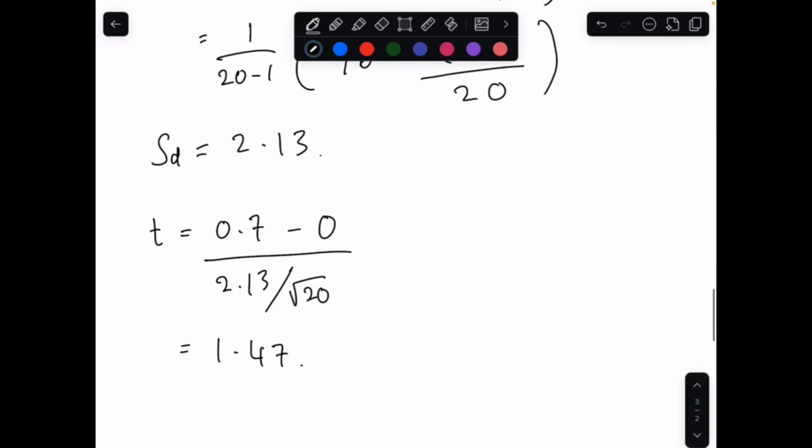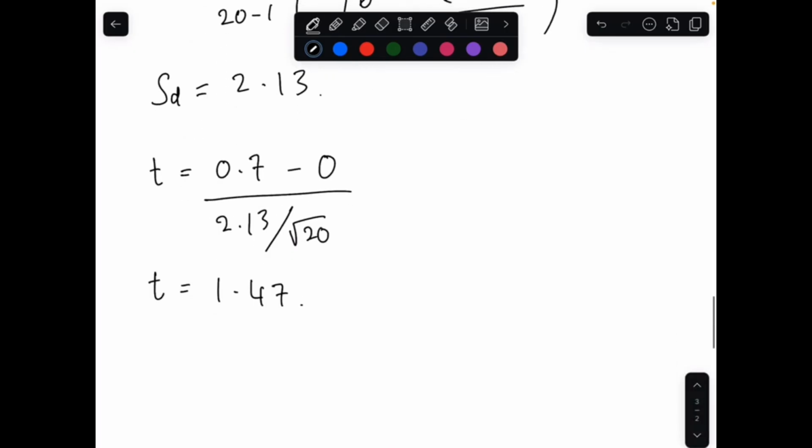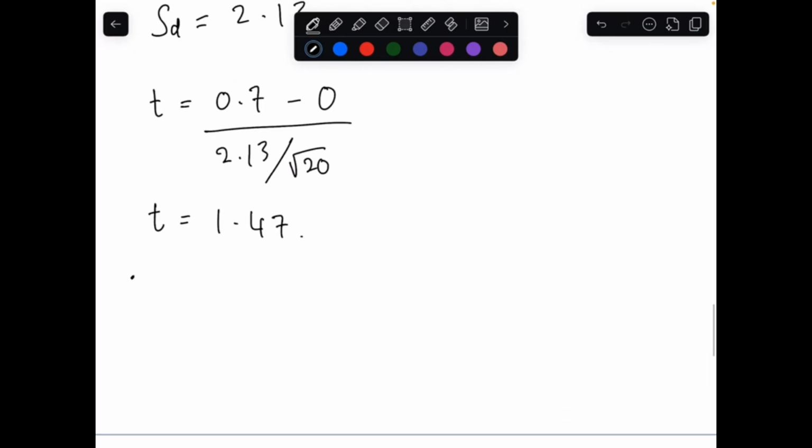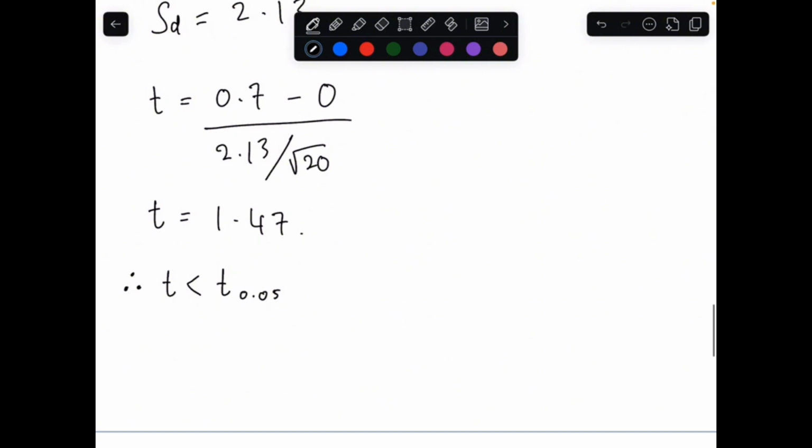Therefore, t is less than t 0.05 from the bell shape. That means we have to accept the null hypothesis because it is outside, not in the rejection region. So the null hypothesis is accepted.